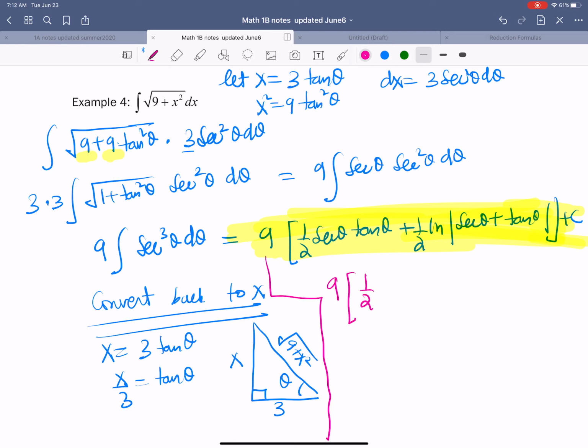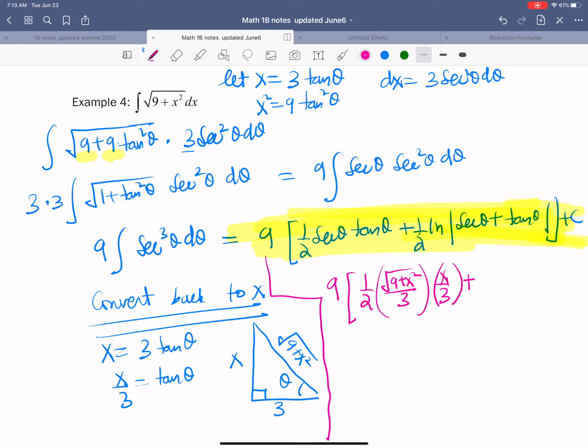What is secant theta going to equal here? Secant is the reciprocal of cosine. Cosine is adjacent over hypotenuse. Secant is hypotenuse over adjacent. So secant theta comes out to be the square root of 9 plus x squared over 3. And tangent theta is opposite over adjacent, which is x over 3.